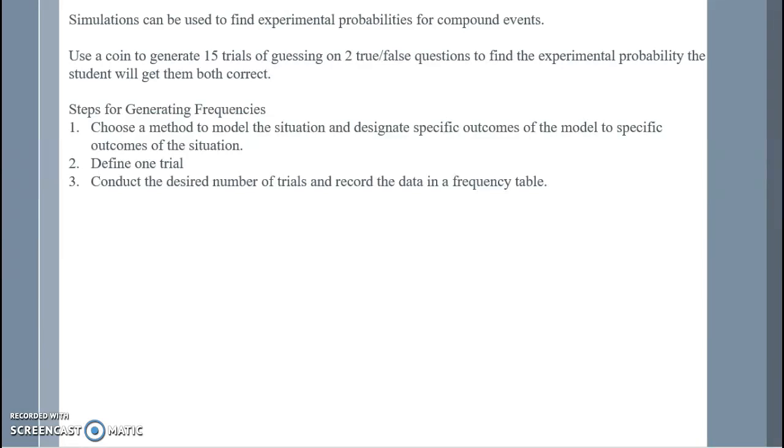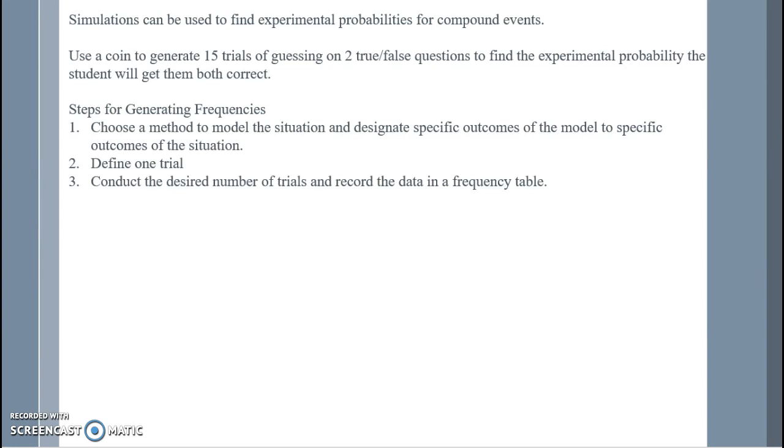The last part of statistics and probability is to use simulations to find experimental probabilities for these compound events. So let's use a coin to generate 15 trials of guessing on 2 true and false questions to find the experimental probability the student will both get them correct.